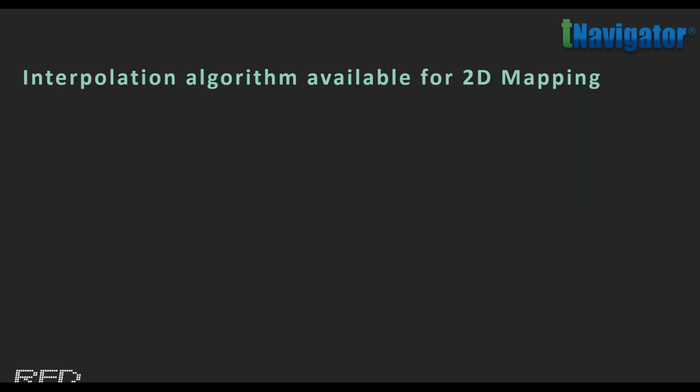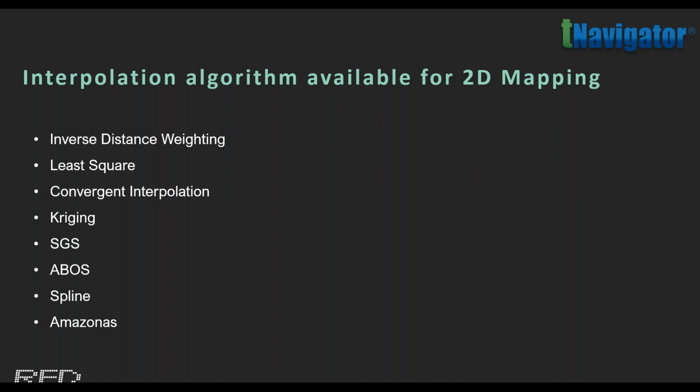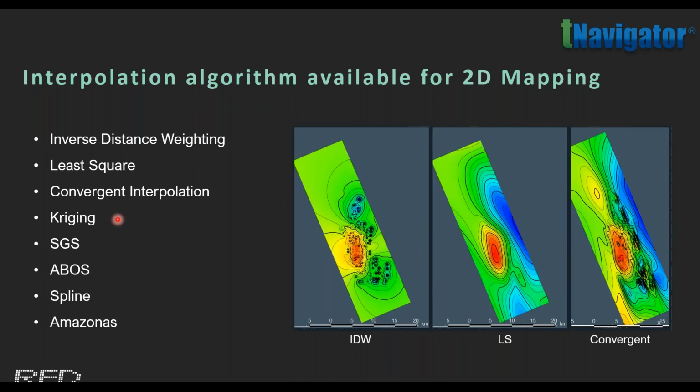Right, so this particular slide will show you the interpolation algorithms that are available for 2D mapping now inside tNavigator. I still remember, I think last year we only had about 3 or 4 algorithms available that are common to 2D structural mapping, but now we have expanded all the way to a list of 8 interpolation algorithms here. And it's not only a deterministic approach, but you also have a stochastic approach.